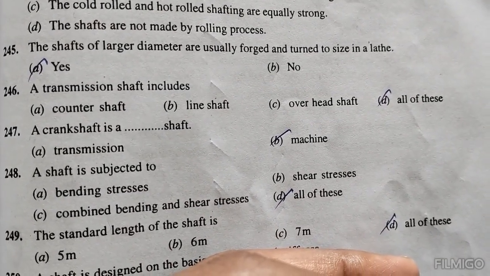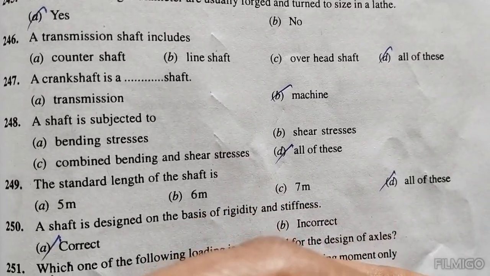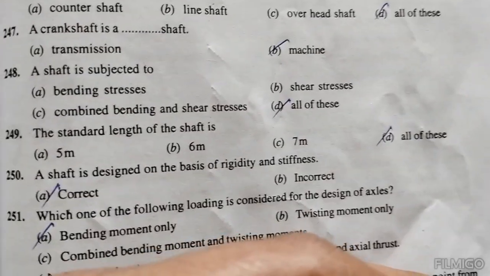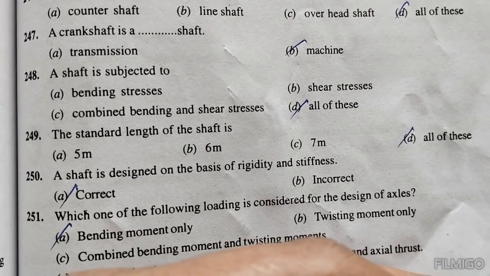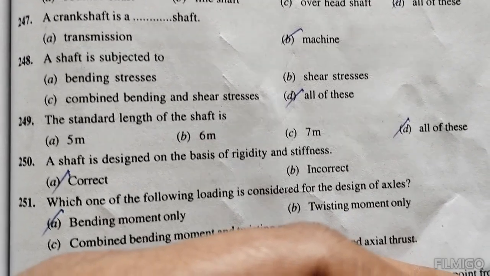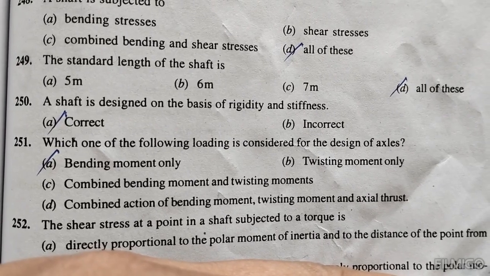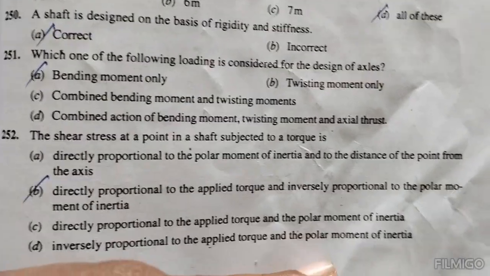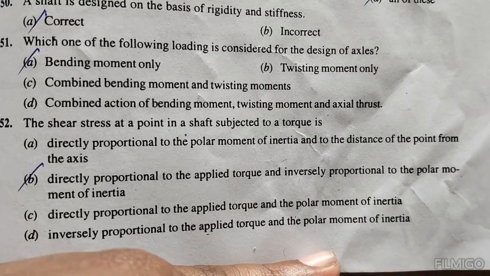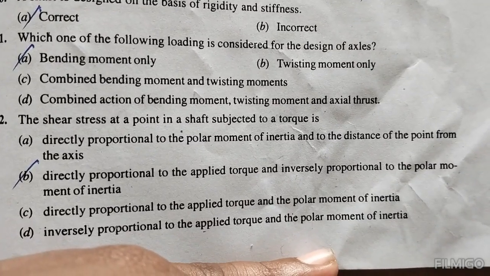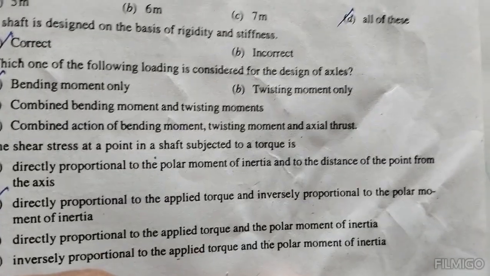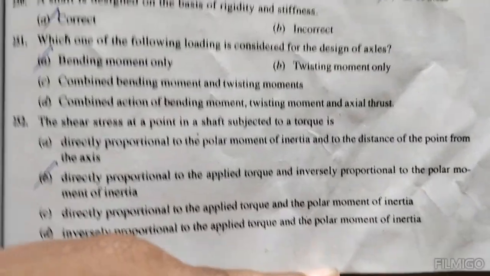A shaft is subjected to all of this. The standard length of the shaft is all of this. A shaft is designed on the basis of rigidity and stiffness, is correct. Which of the following loading is considered in the design of an axle? Bending moment only. The shear stress at a point of a shaft subjected to torque is directly proportional to the applied torque and inversely proportional to the polar moment of inertia.